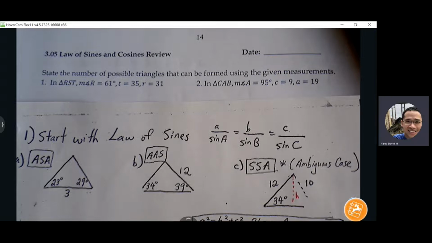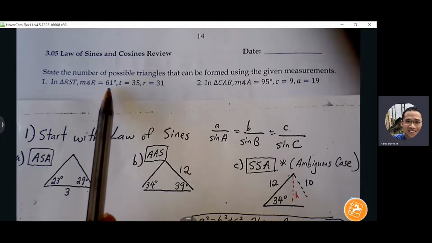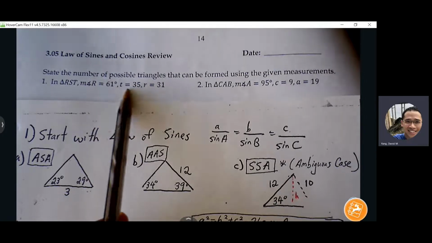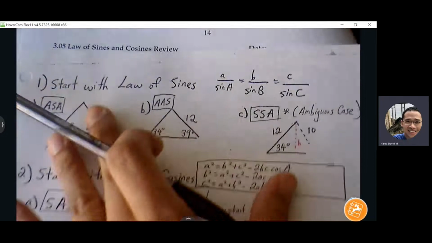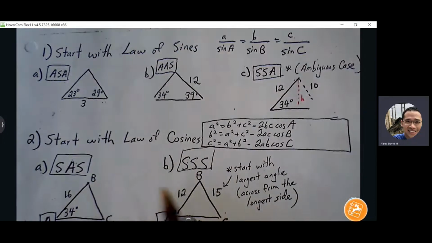Okay. So number one, it says state the number of possible triangles that can be formed using the given measurements. So I like to start off creating the triangle and just deciding which category am I dealing with. Am I dealing with angle, side, angle, angle, angle, side, side, side, angle, side, angle, side, or side?